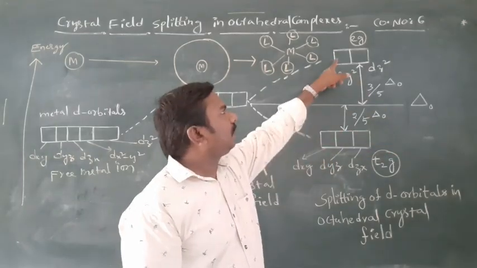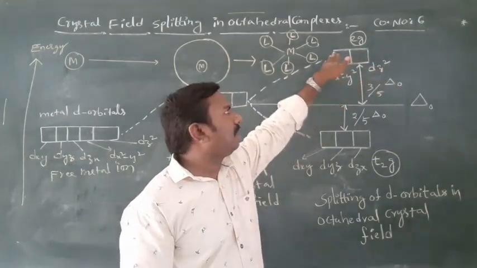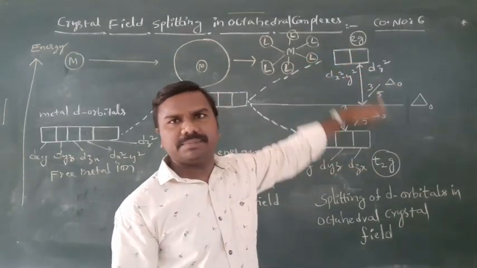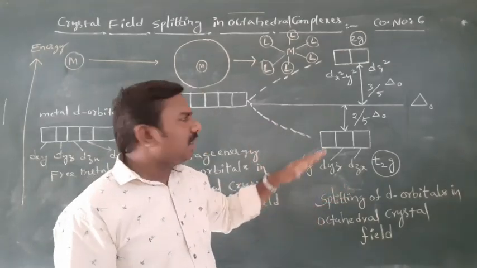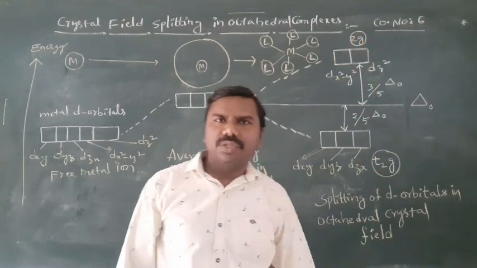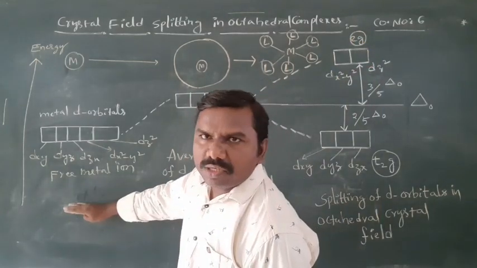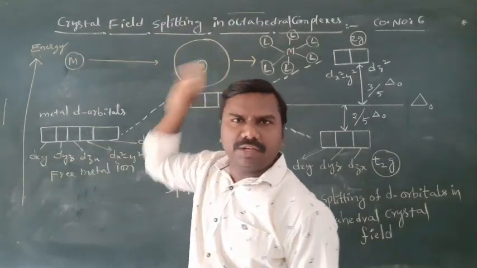EZ means these two are at the same energy level, but these two are not at the same energy level. These five are the same. After splitting, 3 are in lower energy and 2 in higher energy. Observe carefully: lower energy, higher energy. It is the direction, lower to higher of energy.